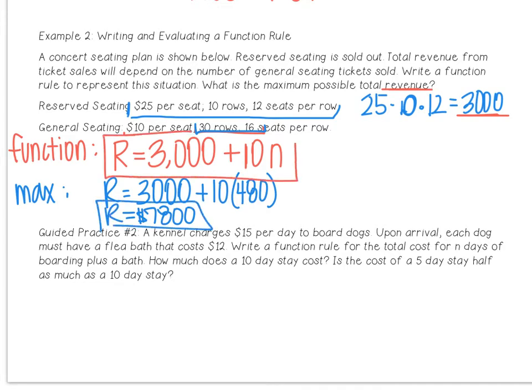My function rule would be 3,000 plus 10N, and the function rule is going to work no matter how many seats I sell, and the maximum revenue is just if I sell out of seats.